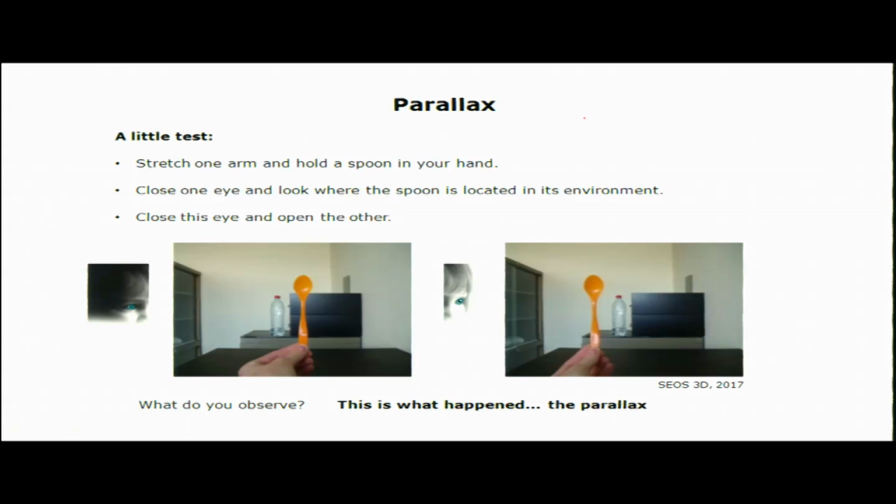You can see, when we put this bottle behind this spoon, stretch our arm and hold the spoon in our hand, from the left eye we will see that the bottle is on the right side, and from the right eye you will see the bottle on the left side. So this is the effect of parallax only, and you can see this in your daily life everywhere. This is a very common effect, but most of us don't know it.